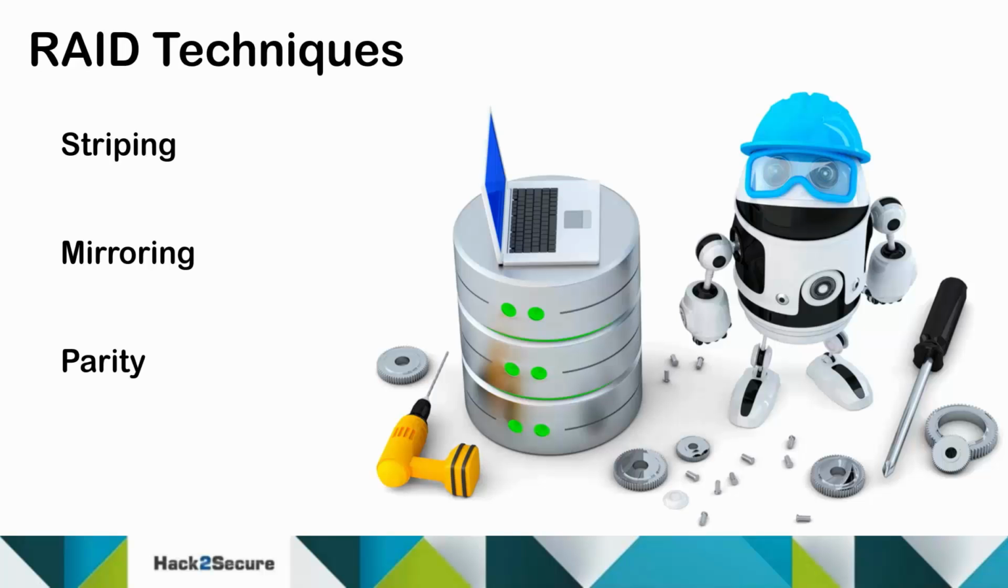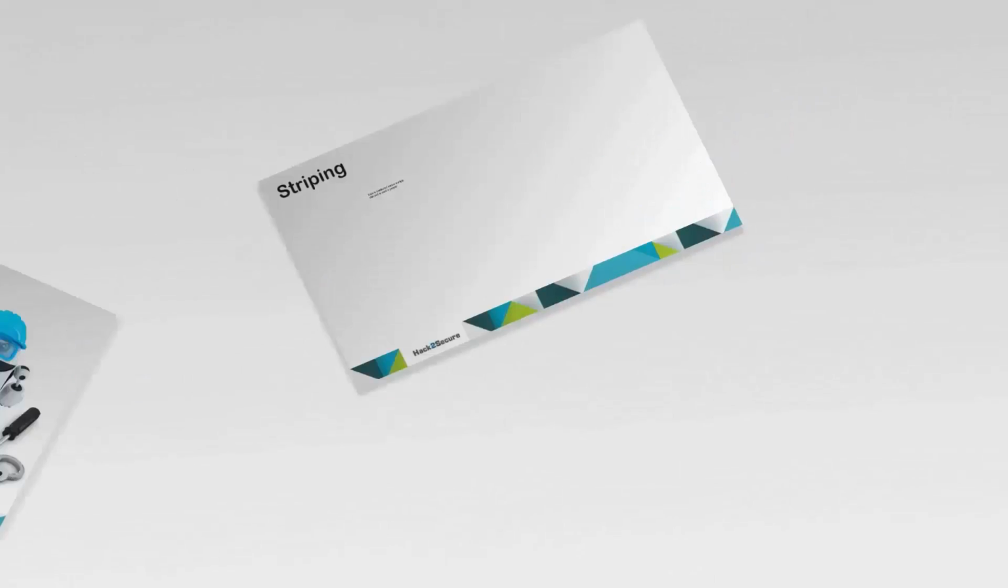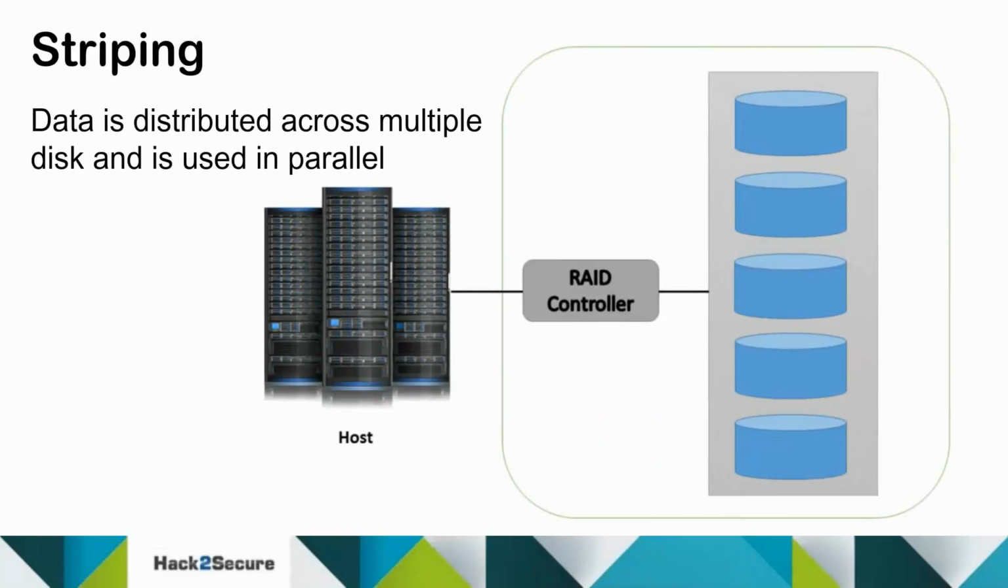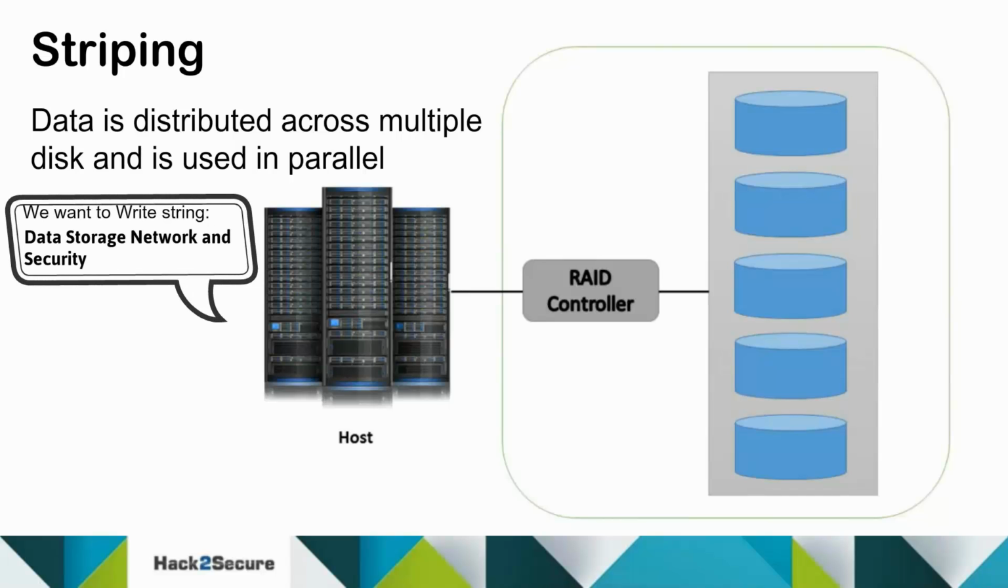We will discuss each of them in detail to lay down the foundation of RAID levels. Striping is a technique to distribute data across multiple drives and use them in parallel. During a write operation, each disk in an array is broken into units or blocks, and data is distributed into these blocks simultaneously. Let's say a host wants to write the string "data storage network and security." On receiving the request, the RAID controller distributes each word across the drives in the array.